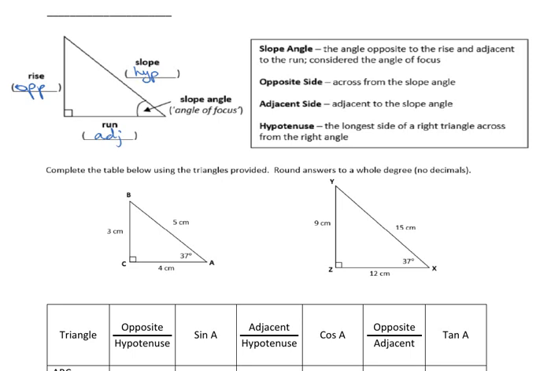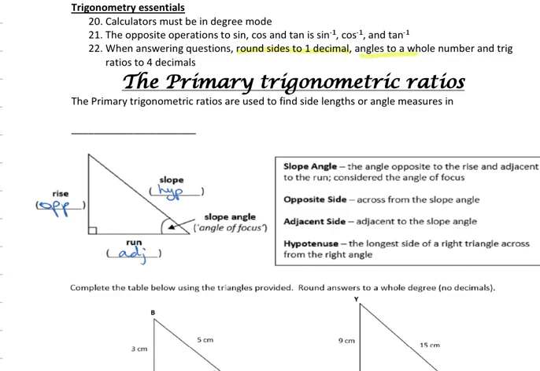When you are finding your final answer, you have to make sure that you round your sides to 1 decimal place and your angles to a whole number. Whenever you're finding a trig ratio, it's going to be 4 decimals. Most of the time you're going to find the side length, so it should be to 1 decimal place. We're going to round up or down. Your angles have to be rounded to the nearest degree. You can't have decimals for the angles.